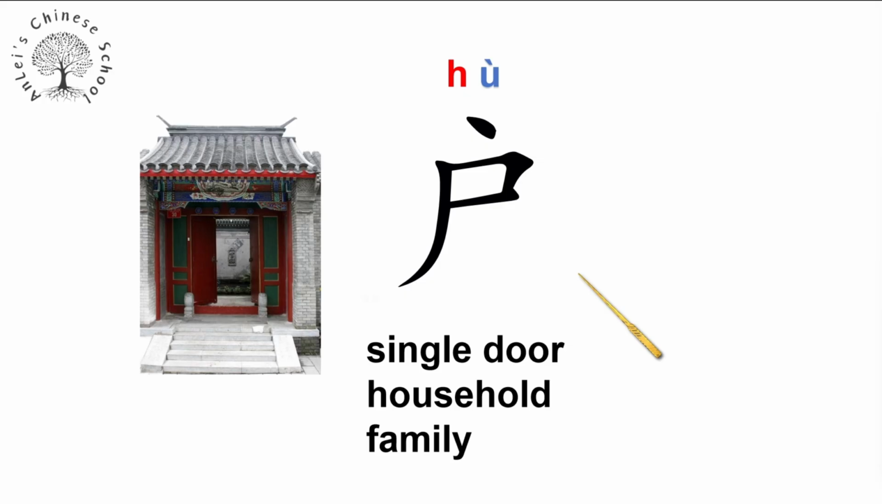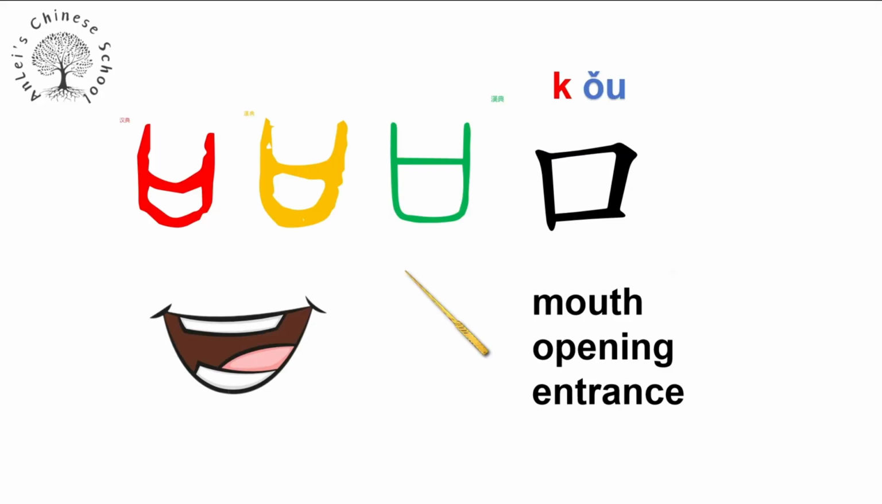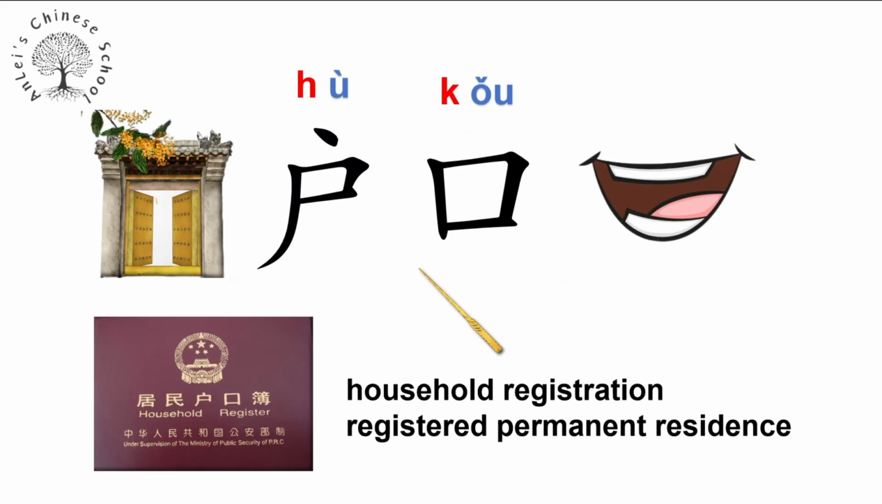This character is a single door of a gate. It's pronounced hu. It means a single door, household, family. This character is kou. It means a mouth, opening, entrance. Hukou: household registration, registered permanent residence.